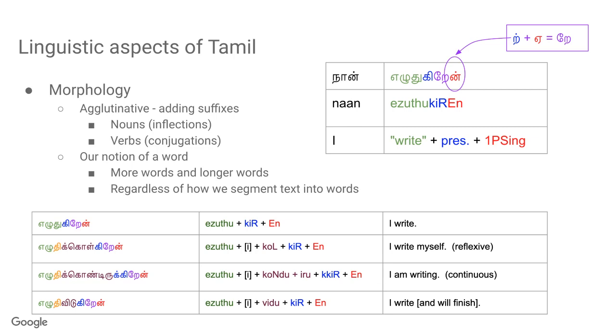So for verb conjugation, for every verb root, we have multiple tenses and we have multiple subject agreement ending suffixes for the person, number, and gender. And then you have to take that number and multiply it by the number of forms of the verbs. So down below, we don't just have the simple present tense, we also have I write myself, which is reflexive, I am writing, a continuous, and then there's another verb form called I write, and we'll finish. There's a completion that's indicated. And there are other verb forms as well. And this is true no matter what algorithm we use to compute the boundaries of the words.